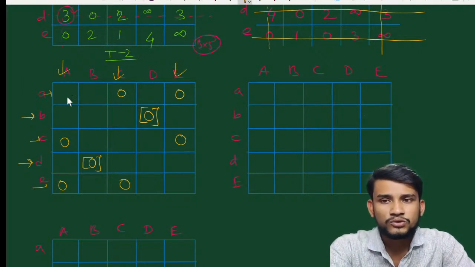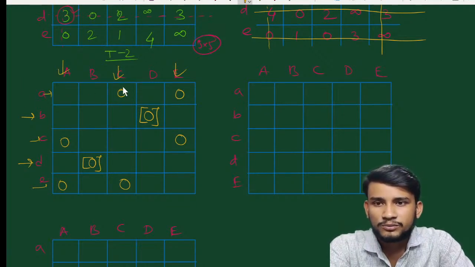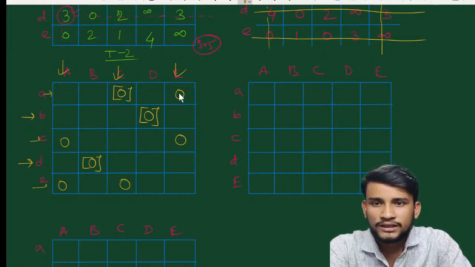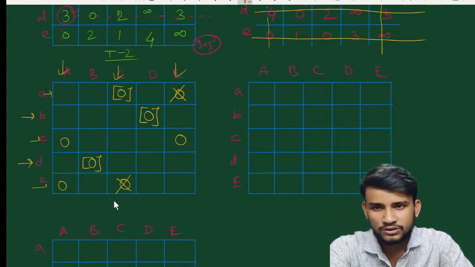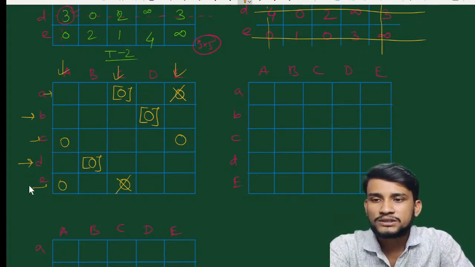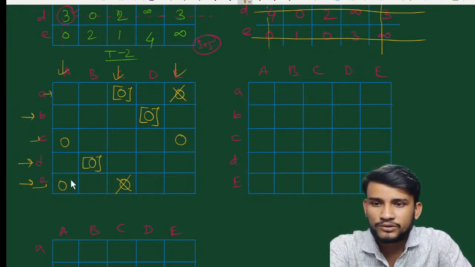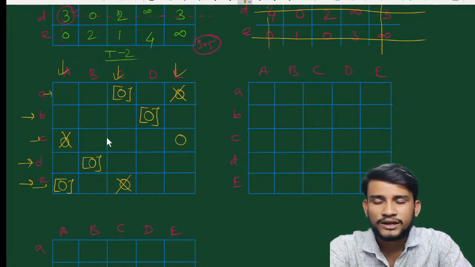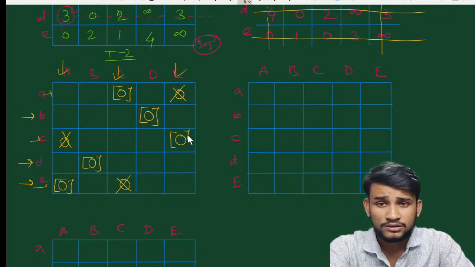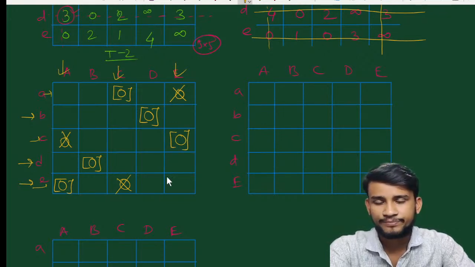Okay, so suppose we choose this 0. Okay, so if we choose this 0, then this 0 goes to cancel corresponding to this row, and this 0 also goes to cancel corresponding to this column. Okay, now if we go to this row, there is only one 0 in this row, therefore we select this 0 and cross this 0, and also now in this row there is also 1 0 only. Okay, so this is selected.